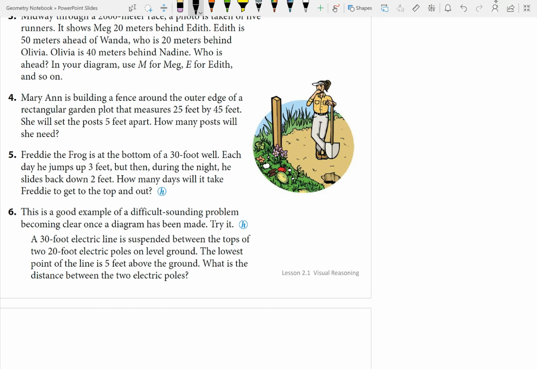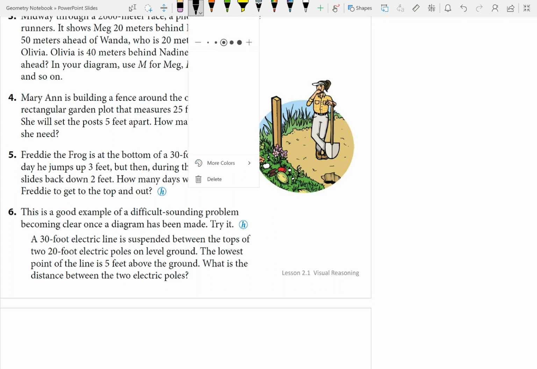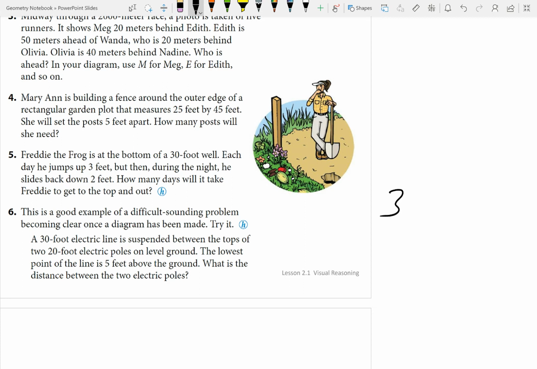Okay, so 30-foot well, each day he jumps up 3 feet. So first he jumps up 3 feet. Jumps up 3 feet, goes down 2, then he's at 1. Jumps up 3 feet, goes down 2, then he's at 2. And then he jumps up 3 feet, goes down 2, then he's at 3.